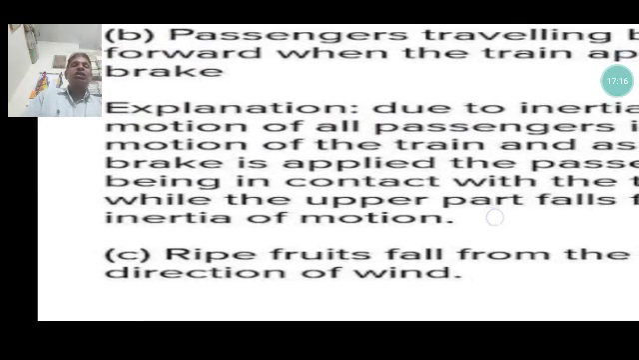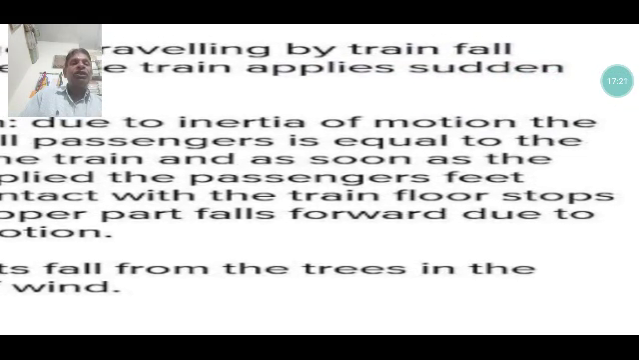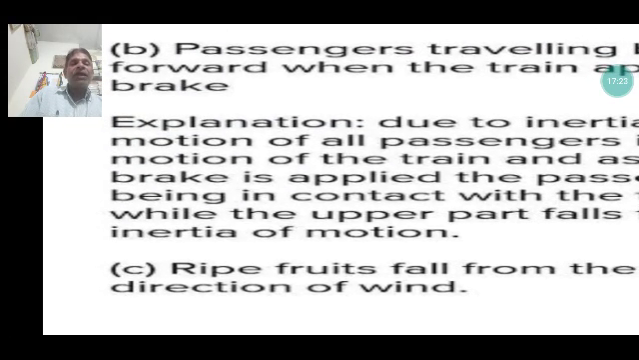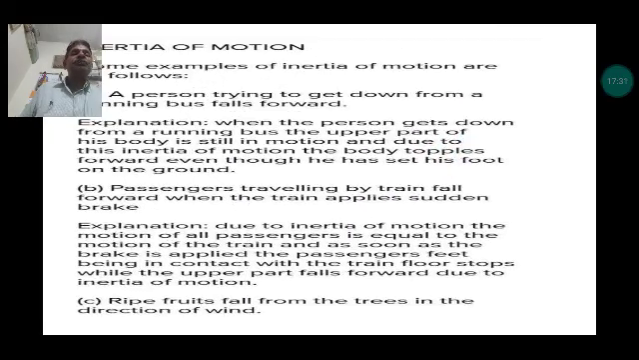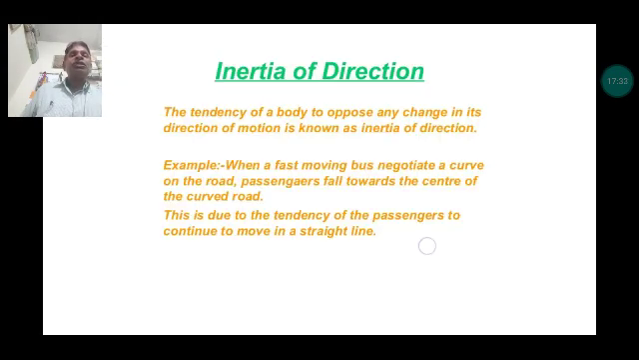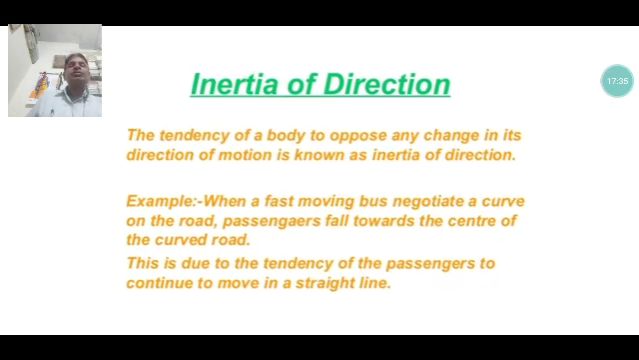Ripened fruits fall down from the tree in the direction of the wind. These incidents in our daily life are due to inertia of motion, which we discussed in this slide. In the next slide, we will discuss inertia of direction.